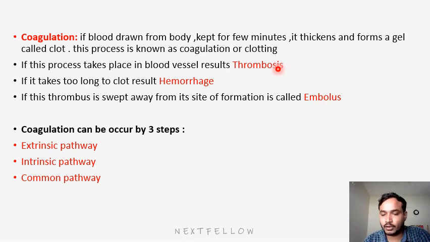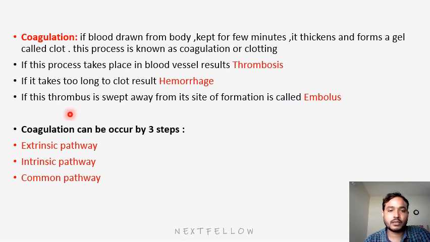One is coagulation. Coagulation means clotting of blood. If that is happening in the tube, we call it coagulation. If it is happening in the vessel, we call it thrombosis. If the clotting takes a long time, it may lead to hemorrhage. If that clot is moving away from the originating site, that is the formation of an embolus. That is the difference.